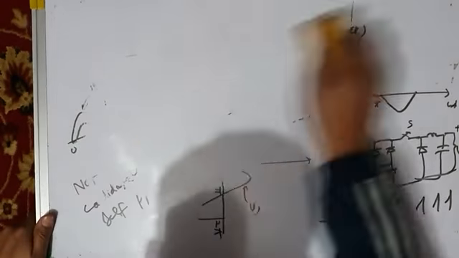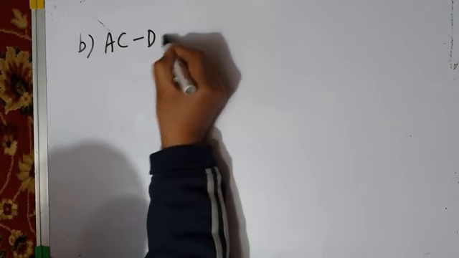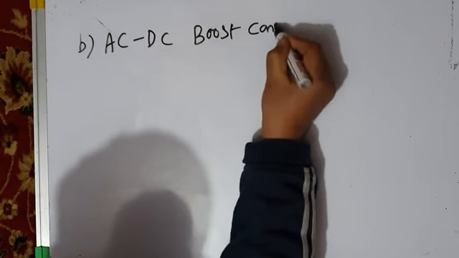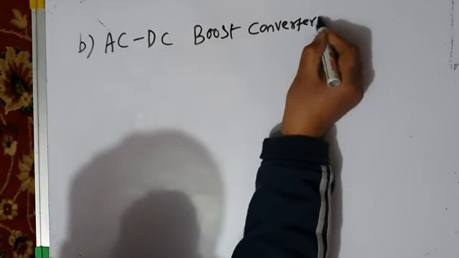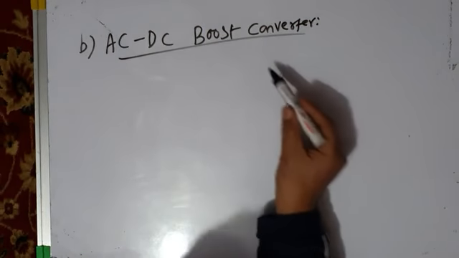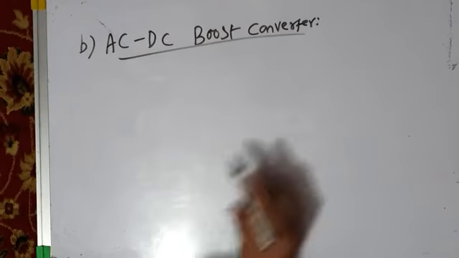Let us quickly go to the next category of AC to DC converter, that is the AC to DC boost converter. First one was the AC to DC buck converter. Now we will study the AC to DC boost converter. Now you can see why it is called a boost converter, because the DC to DC boost converter in this case is connected to a rectified AC line.